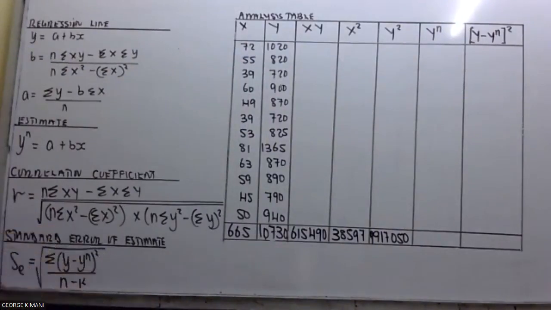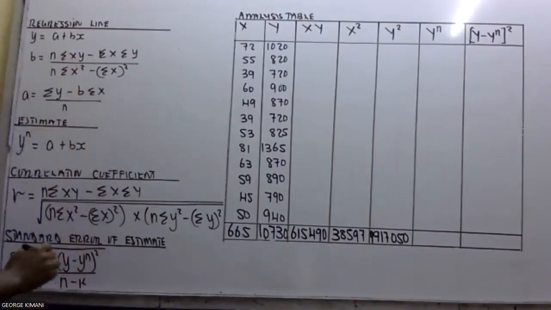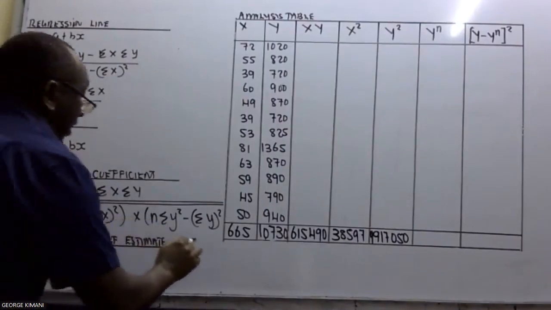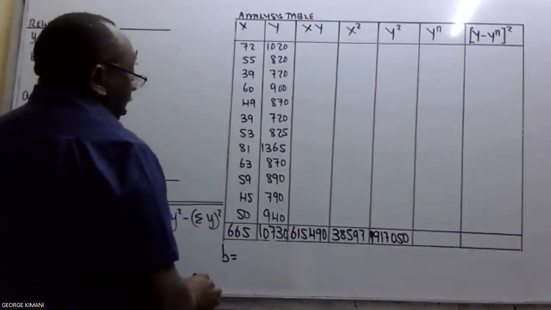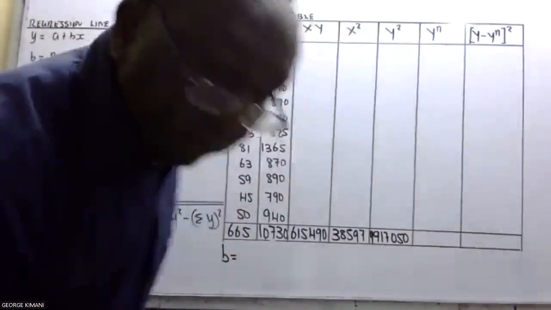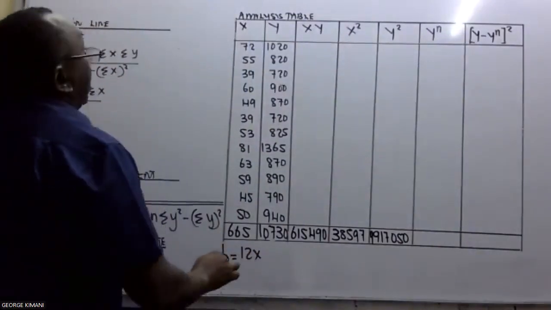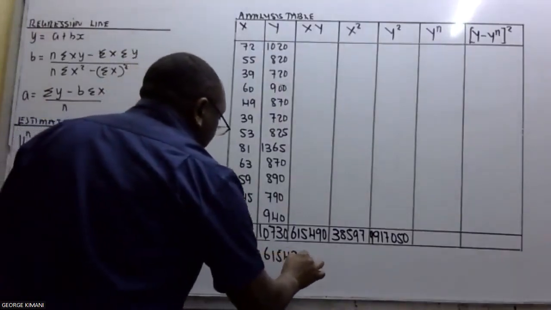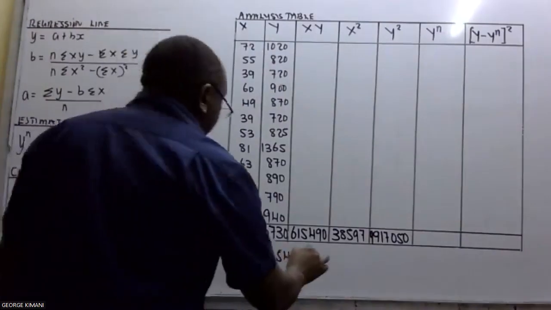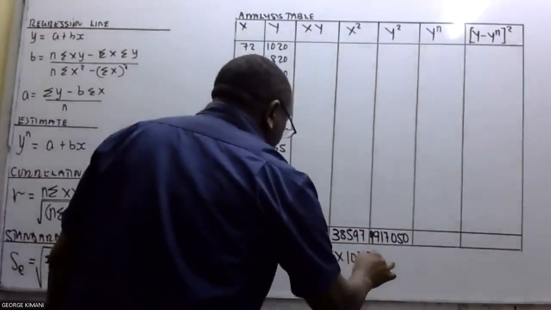So if you have confirmed those figures, come and substitute them here in the value for B. In the value for B, you tell me, there are how many? There are 12. So 12 times the sum of XY, which is 615,490, minus the sum of X, 665, times 10,730.